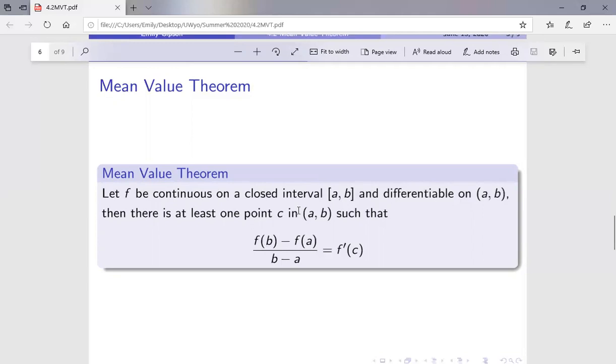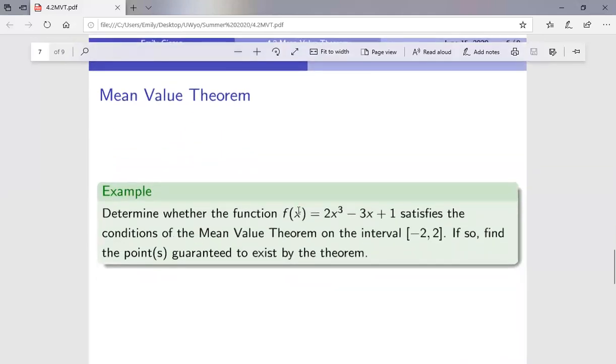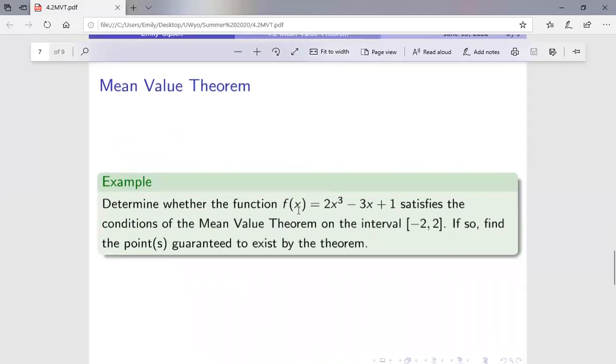So what does this look like in an example? Let's determine whether the function f of x equals 2x cubed minus 3x plus 1 satisfies the conditions of the mean value theorem on the interval -2 to 2. If so, find the points, maybe there's more than one, guaranteed to exist by the theorem.